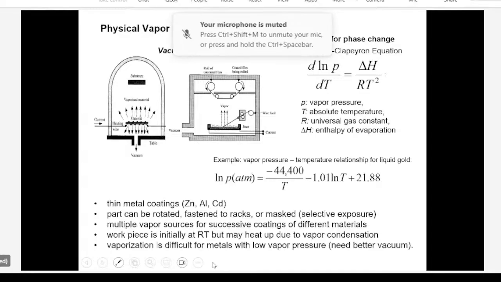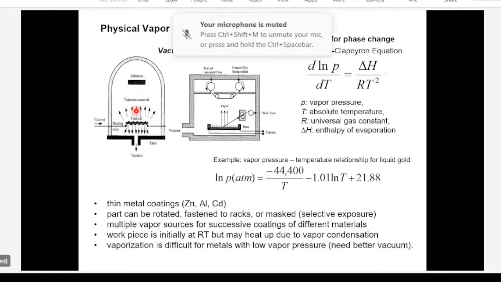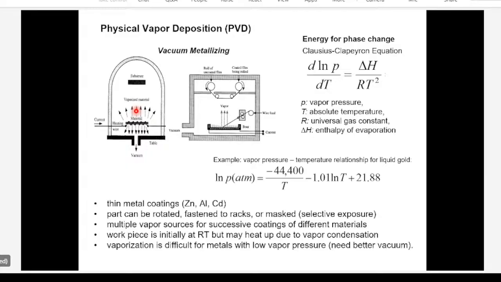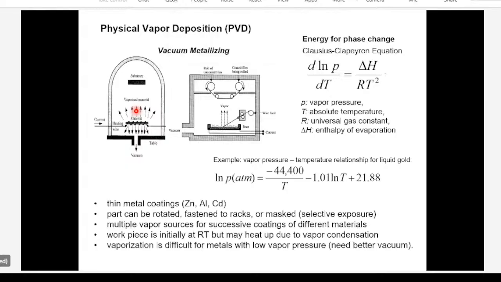And vaporization is difficult for metals with low vapor pressure. You need a much better vacuum if you want to deposit metals of low vapor pressure. So from that point of view, a metal like aluminum, which has a very high vapor pressure, is very easy to deposit. You don't need very high vacuum to deposit aluminum by the vacuum metallizing process.